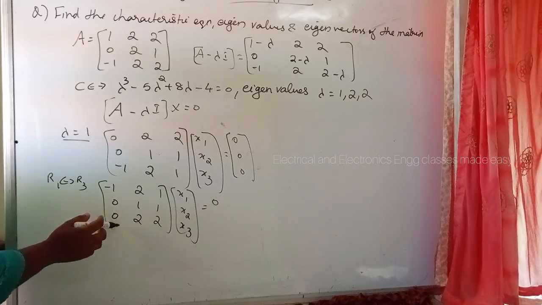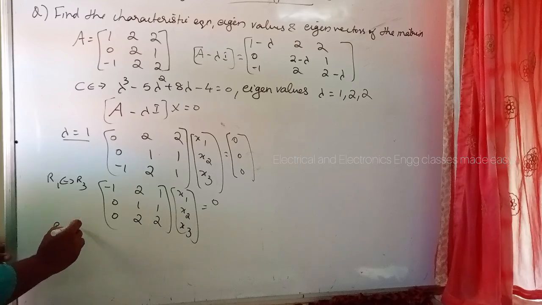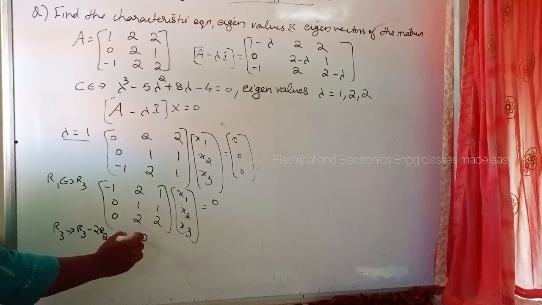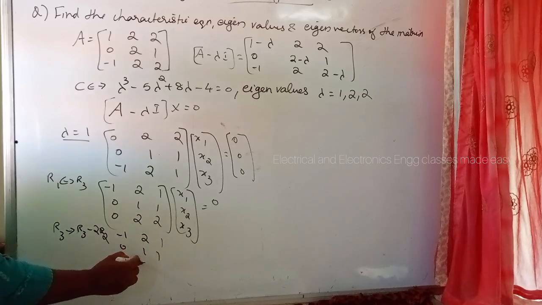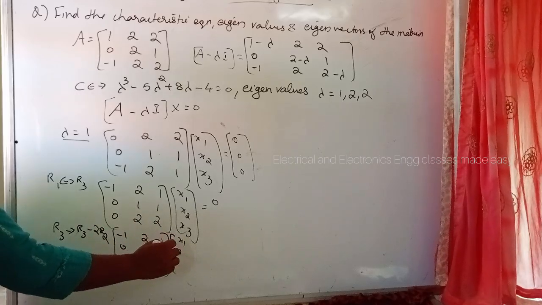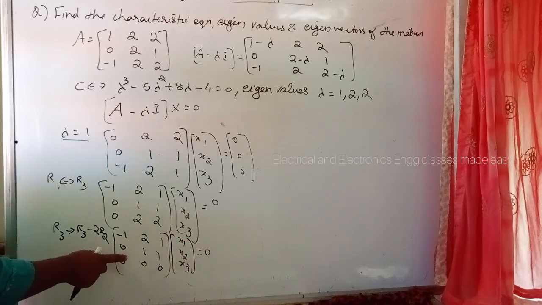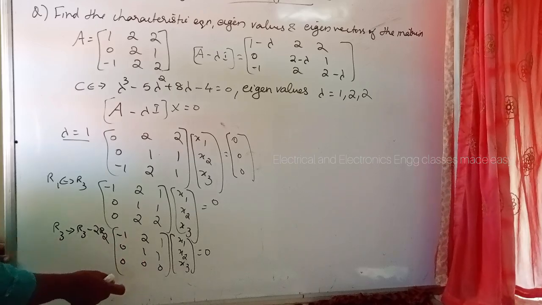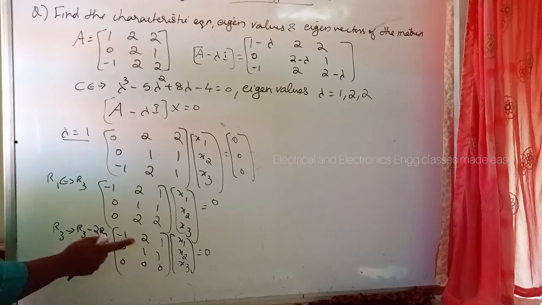Now these two elements are 0. Now let us make this one 0. That is R3 implies R3 minus 2 times R2. So minus 1, 2, 1, 0, 1, 1, and here 0, 2 minus 2, 0, here also 0 into x1, x2, x3 equal to 0. So what is the rank of this matrix? So the rank of this one is 2 because one row is 0. Then the non-zero rows are 2. So the rank of this one is 2.